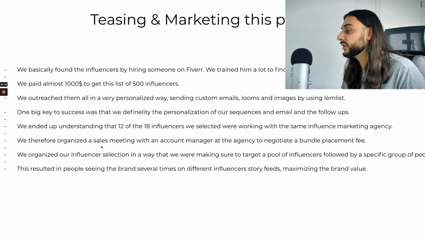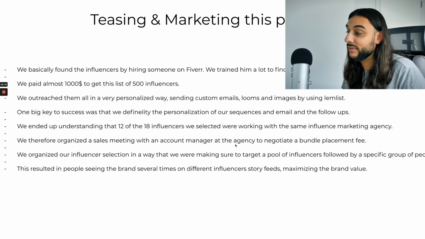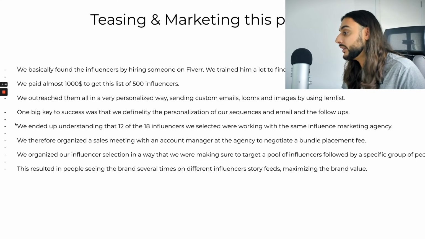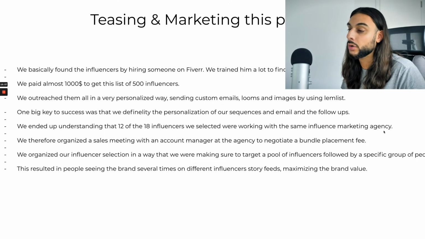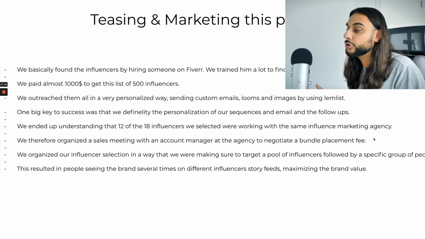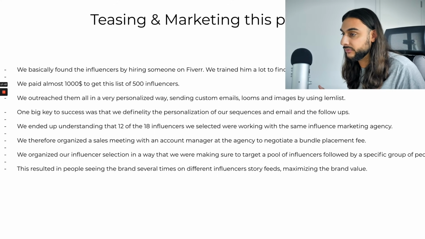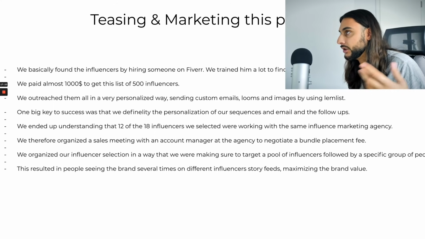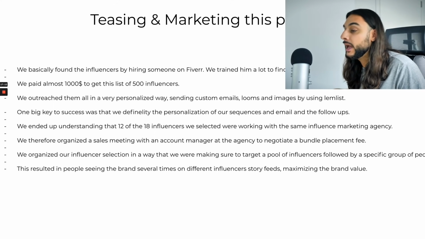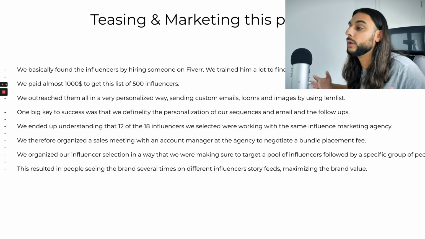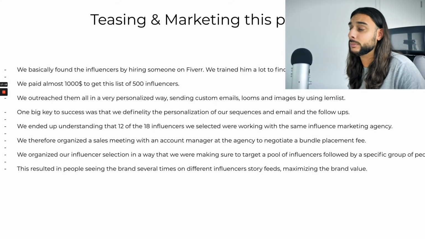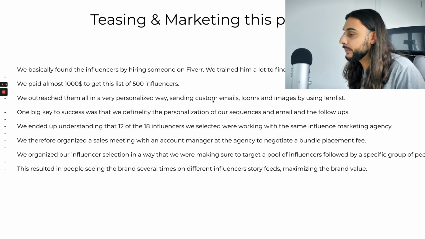We therefore organized a sales meeting with the account manager at the agency to negotiate a bundle placement fee. Now, this is something that I don't see anybody talking about on YouTube. So when you're able to work out that they're working with an agency, you want to arrange a time and a date to get on a call to talk to them about, yes, you own 12 of these influencers that we're interested in, or should we say you're basically a manager of them. And now we want to work with all 12, but we want to come to a bulk deal. It's like buying products in bulk. You want to get a deal. So it's the same thing, but just with influencers.